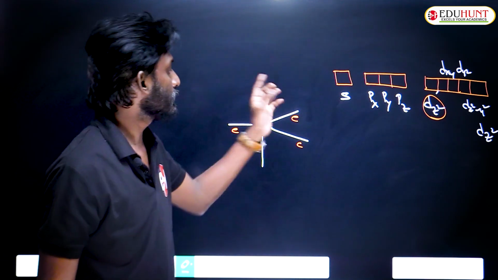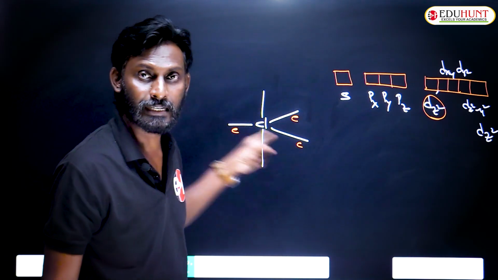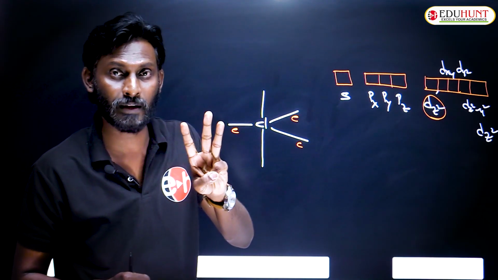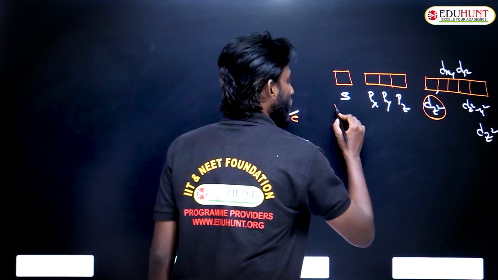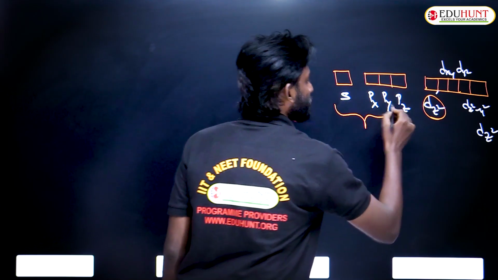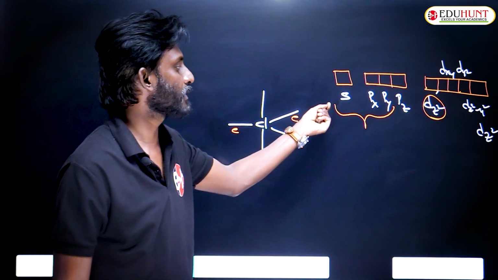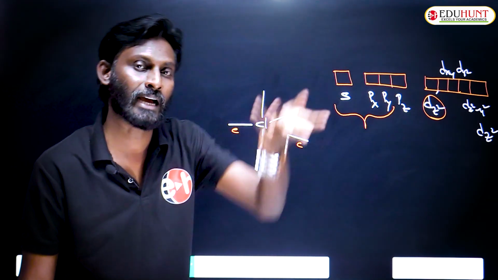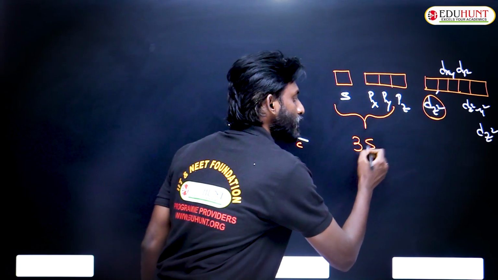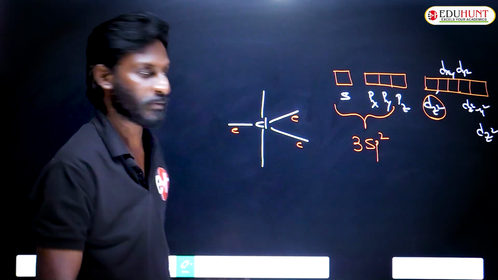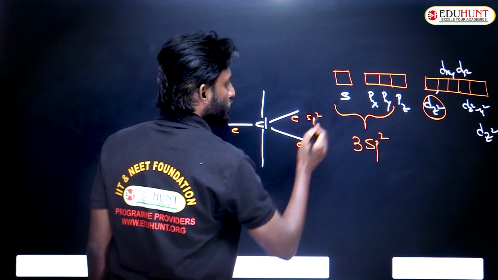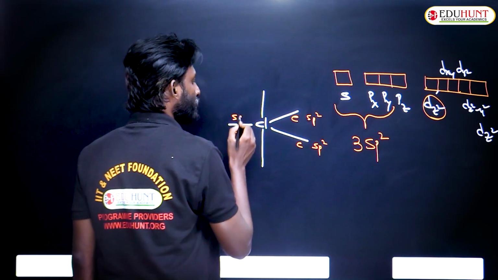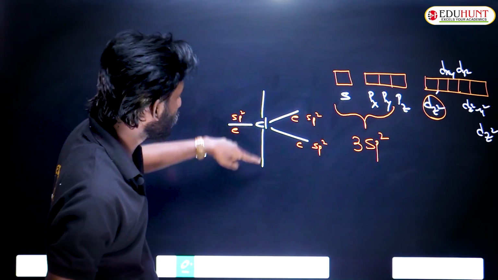To form these 3 equatorial hybrid orbitals, 3 atomic orbitals must intermix. What are they? 1 s orbital, 1 px, and py. When 1 s orbital intermixes with px and py, 3 orbitals are intermixing, and you are going to get 3 hybrid orbitals. What are they? 3 sp2 hybrid orbitals. That means this is sp2, this is sp2, and this is also sp2. Okay, fine.